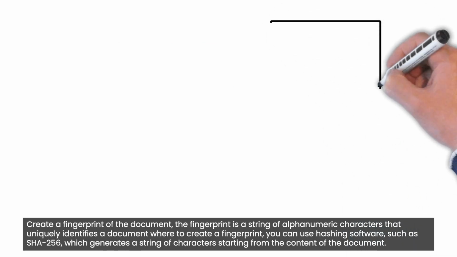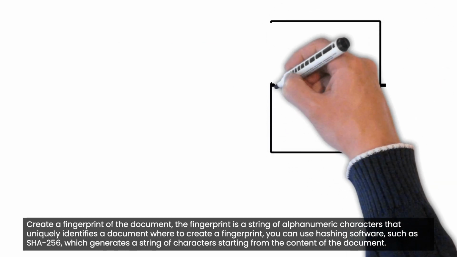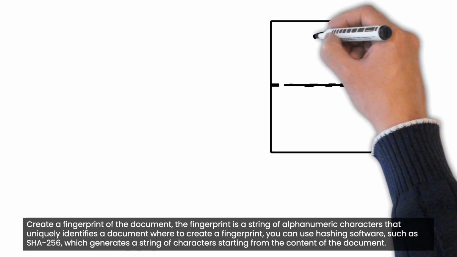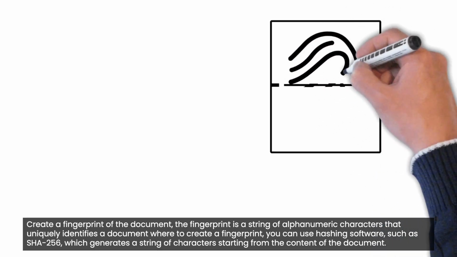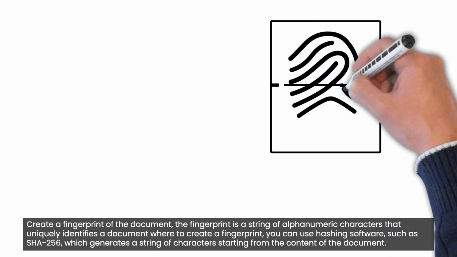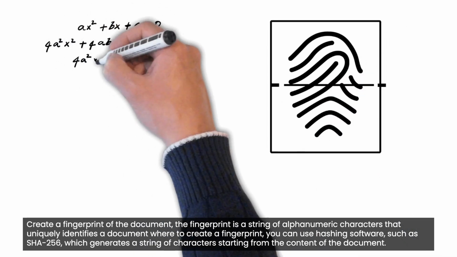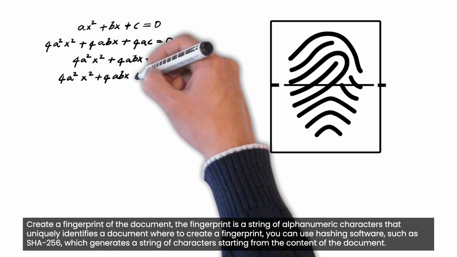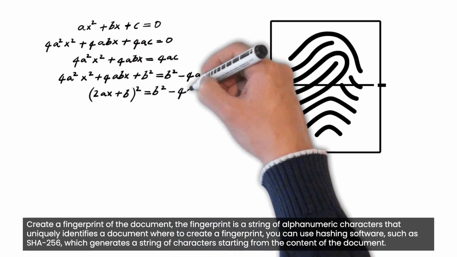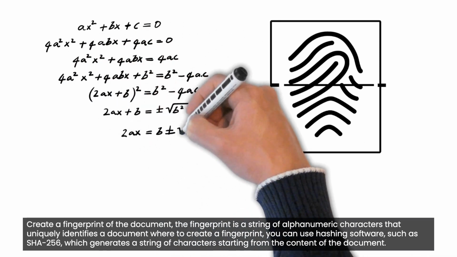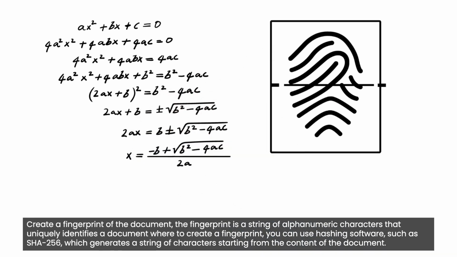To notarize a document in blockchain, you need to follow 3 simple steps. Create a digital fingerprint of the document. The digital fingerprint is an alphanumeric string of characters that uniquely identifies a document. To create a digital fingerprint, you can use hashing software, such as SHA-256, which generates a string of characters based on the content of the document.